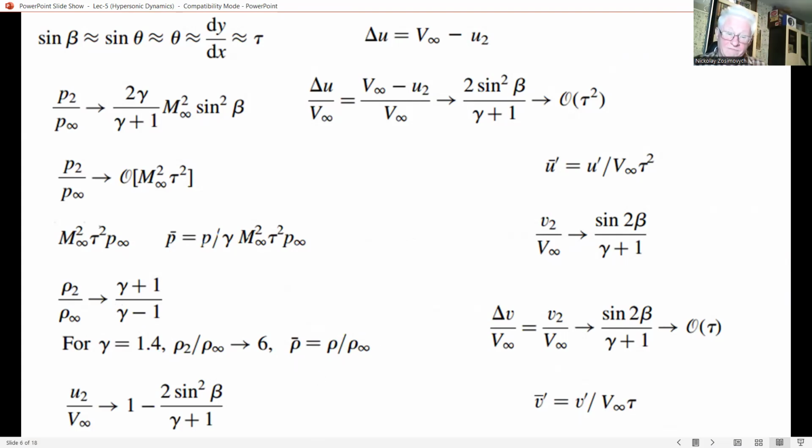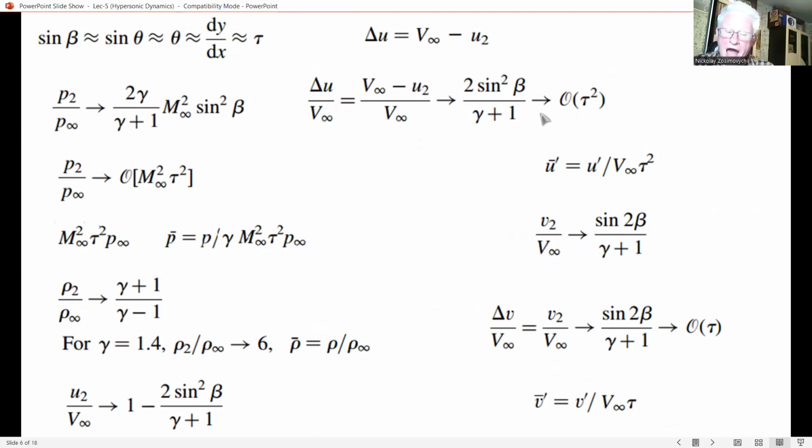In regard to velocities, we just consider our expression repeated in this form. u2 over V∞ equals 1 minus, in the numerator, 2 sine squared beta, in the denominator, gamma plus 1. Now, define the change in the x component of velocity across the oblique shock as delta u, the difference between V∞ and u2. In this case, we will have the next expression: delta u over V∞ is exactly V∞ minus u2 in the numerator, divided by V∞. And that gives us 2 sine squared beta over gamma plus 1, or order of tau squared.